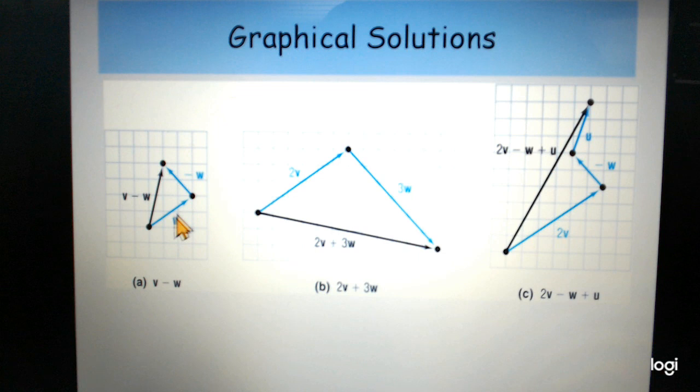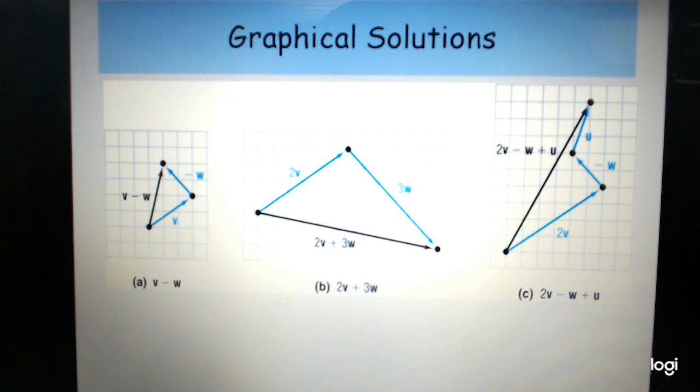V minus W. This is V. This is minus W. And this would be V minus W. Notice that this is the tail. This is the head. Okay, so V minus W looks like 1, 4. And you can do the same thing with the others, and I advise you to count and try this a little bit.